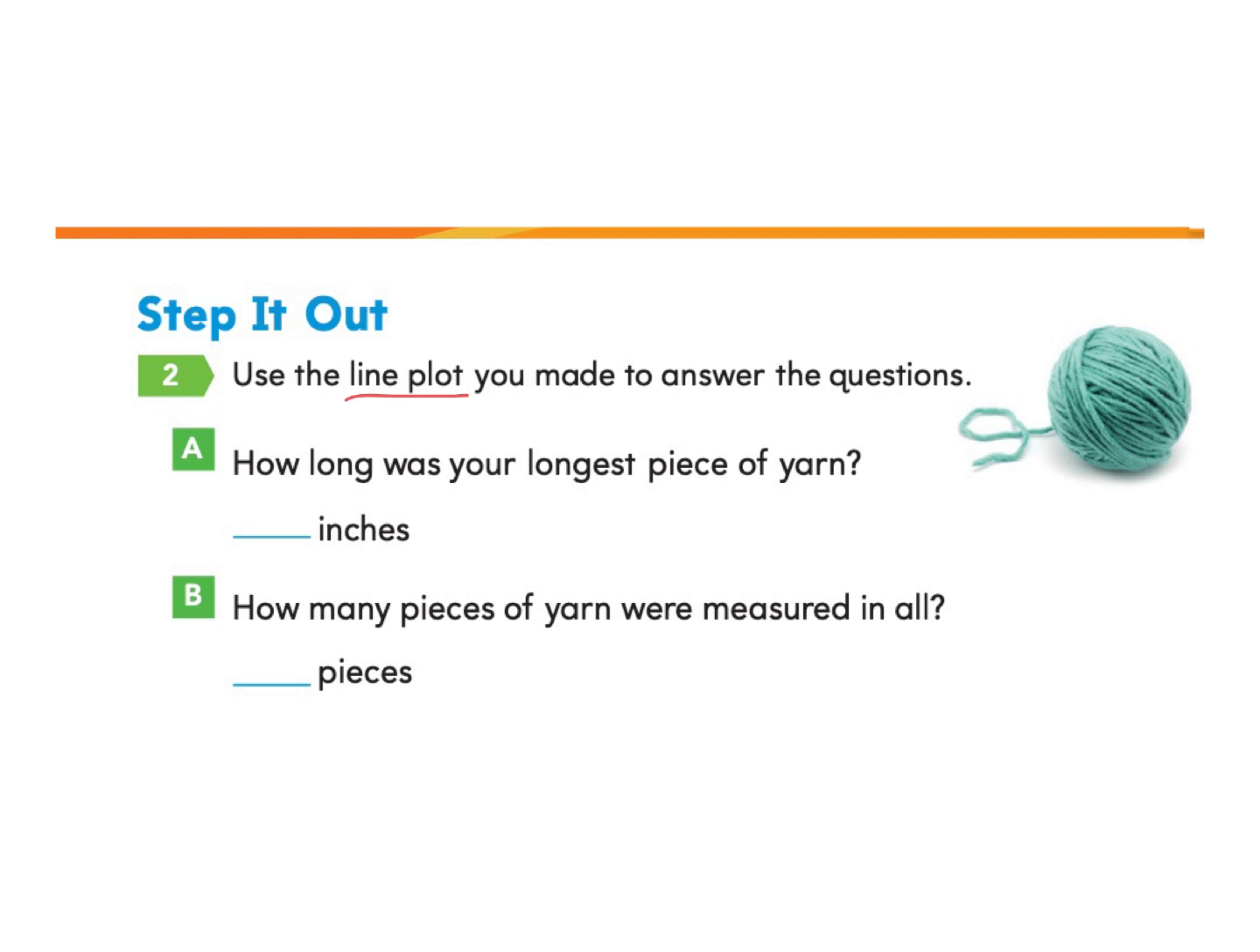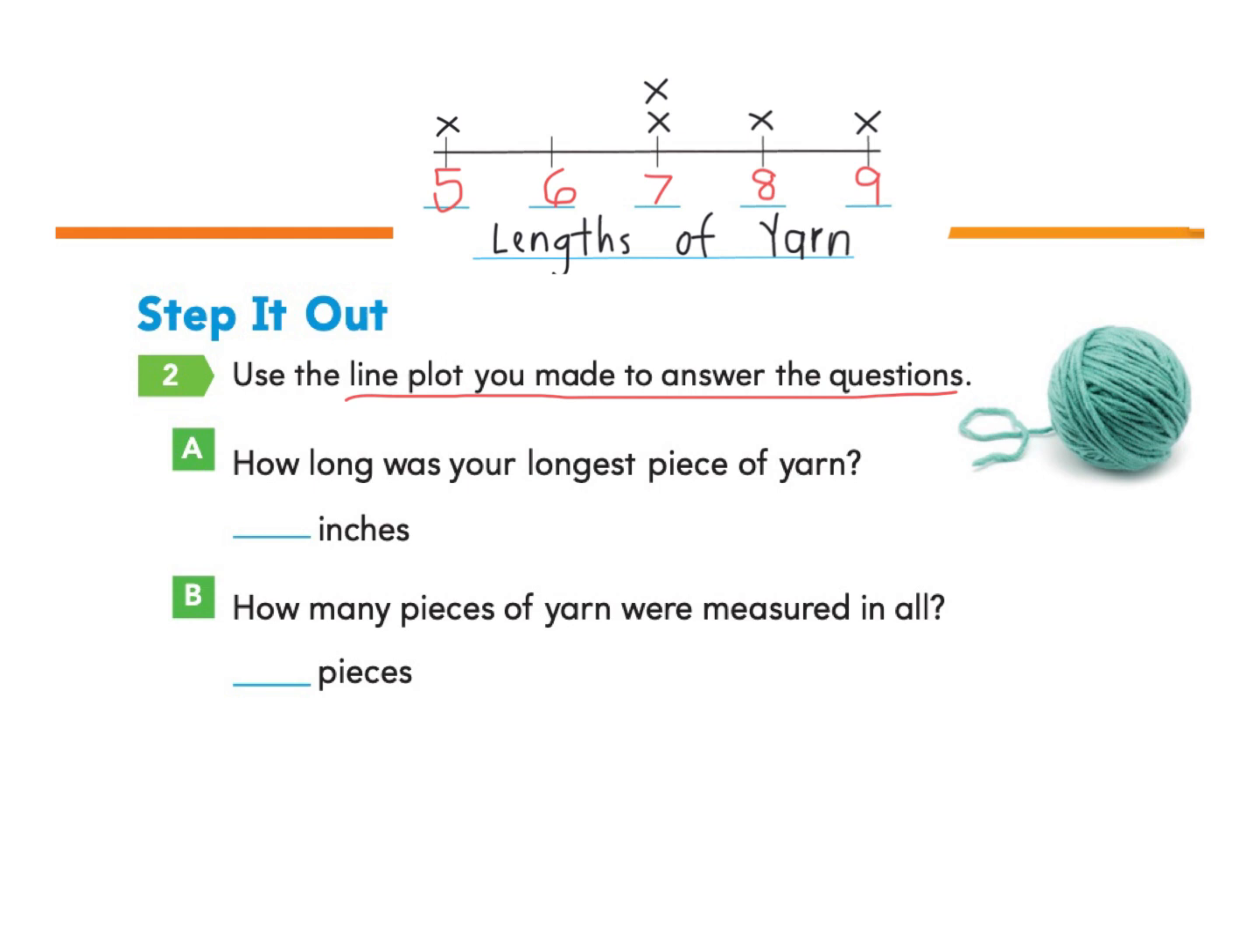Use the line plot you made to answer the questions. You may need to turn back to take a look at your line plot. I have posted mine here so that we can take a look at it together. Let's look at Part A. How long was your longest piece of yarn? Well, the longest piece of yarn was 9. That was our longest. The longest measurement was 9. So we can go ahead and answer that here was 9 inches.